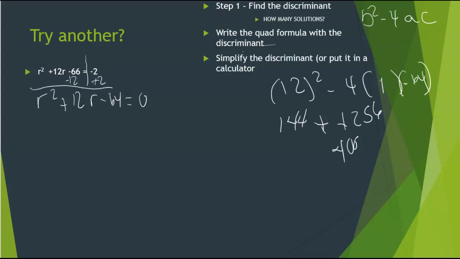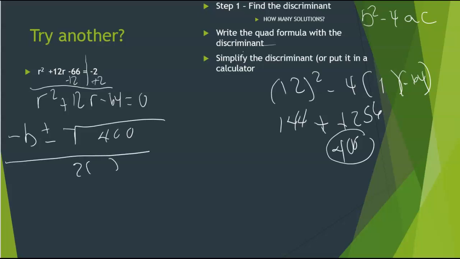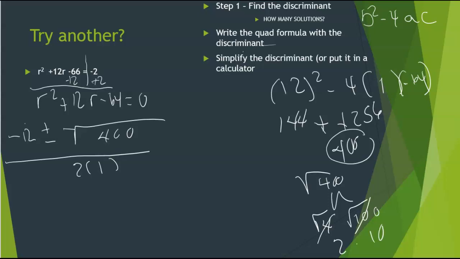Okay. So now I'm going to go back to the quadratic formula, opposite b plus or minus the square root of the discriminant, which is 400, all over 2 times a. Let's get rid of this thing here. Oh, come on, eraser. B is 12, and a is 1, right? So we're going to simplify the discriminant. The square root of 400 equals 20. 2 times 1 is 2.